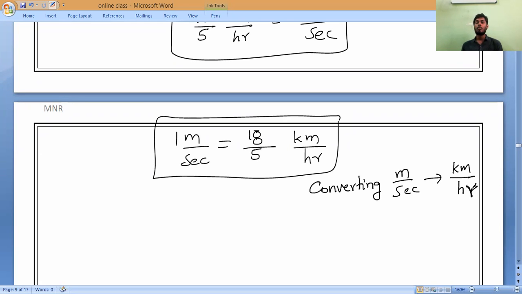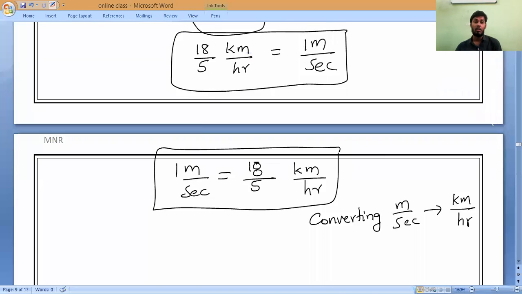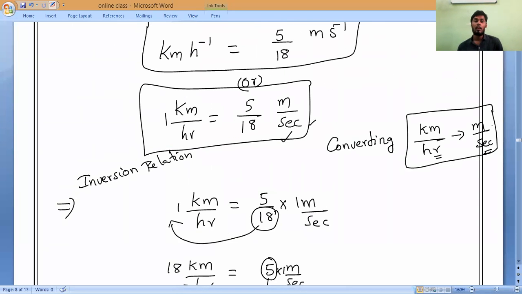So you should know when we have to use which relation. Kindly remember, you must know when to use the right relation, understand it, and convert. Clear? So this relation we will use for converting meter per second to kilometer per hour. And this relation will be used from kilometer per hour to meter per second.